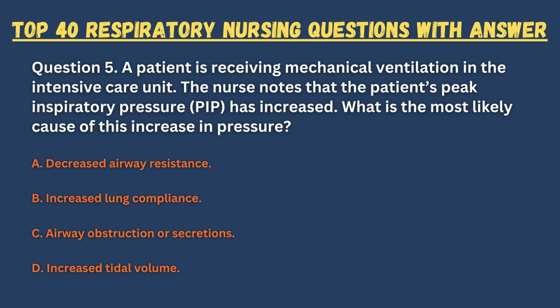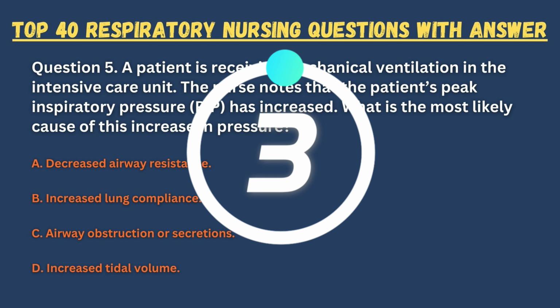Question 5. A patient is receiving mechanical ventilation in the intensive care unit. The nurse notes that the patient's peak inspiratory pressure, PIP, has increased. What is the most likely cause of this increase in pressure? A. Decreased airway resistance. B. Increased lung compliance. C. Airway obstruction or secretions. D. Increased tidal volume.